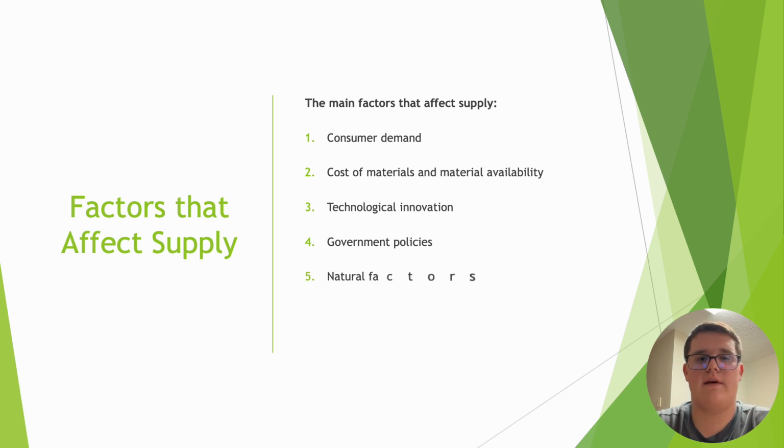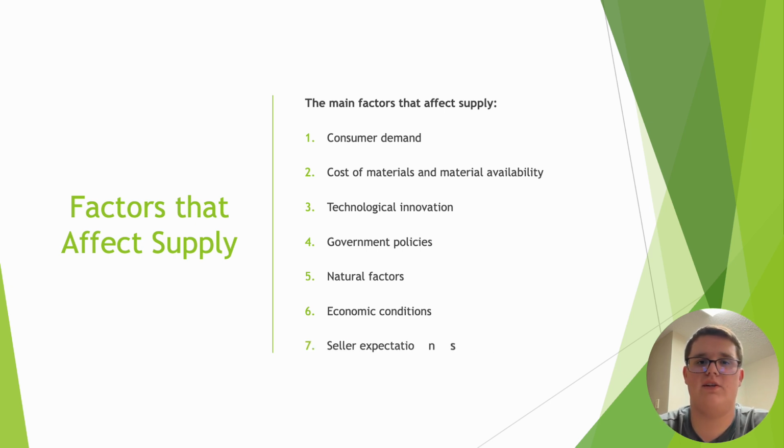Also, natural factors affect supply, because certain industries like agriculture may be forced to reduce supply if weather conditions affect the yielding crops. Economic conditions like a depression can also slow production and decrease long-term investments in certain products. As well, seller expectations also influence supply, because if sellers believe the price of a good is going to go up, they will want to have more supply to sell at that time.